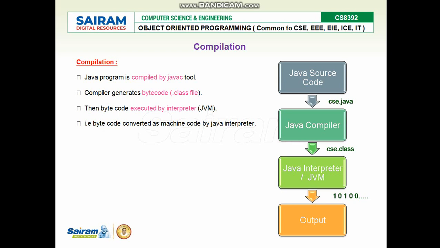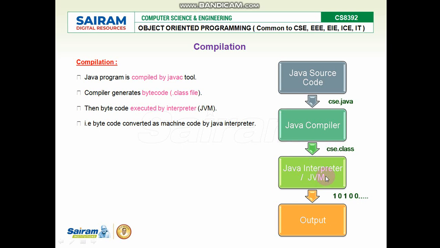Now let's see how to compile and run a Java program. See this flow of compilation and execution. Take your Java file, assume the file name is csc.java, and use the Java compiler. After compilation, a class file will be generated.